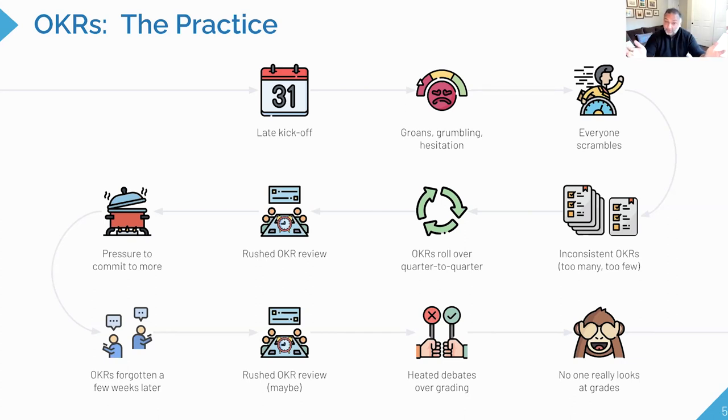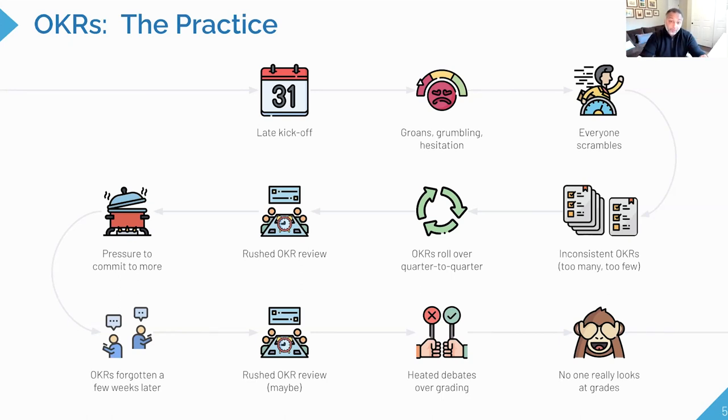And so the teams scramble against really tight deadlines to come up with OKRs. And you'll find that teams come up with wildly inconsistent OKRs. Some teams have a handful of OKRs, and some teams have a whole bunch of OKRs. Oftentimes, the OKRs that they come up with just roll over quarter to quarter.